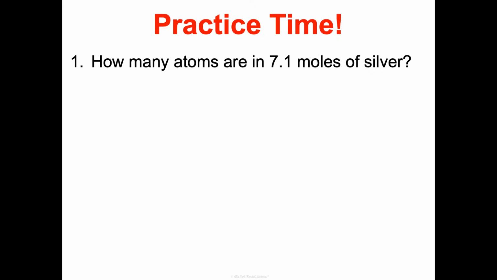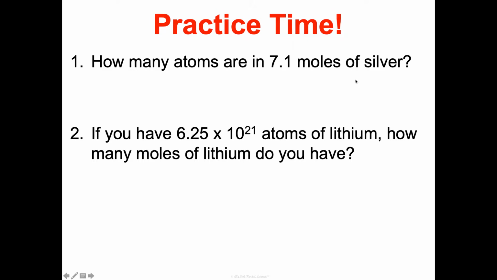Okay, so I want you to try this. I want you to figure out how many atoms are in 7.1 moles of silver. And then let's go the opposite direction. If you have 6.25 times 10 to the 21st atoms of lithium, how many moles of lithium do you have? Okay, so follow that same process that we've done. I'm not going to show you the answers because I want you to try this on your own and we'll go over it in class.